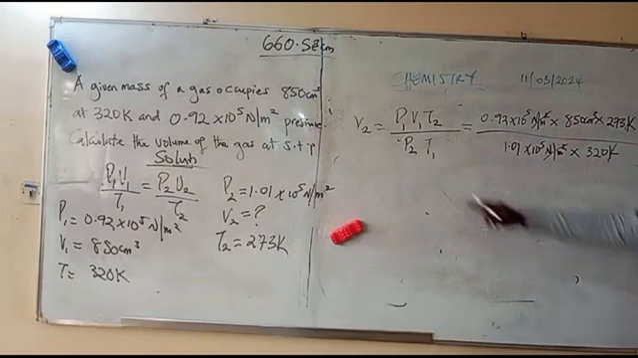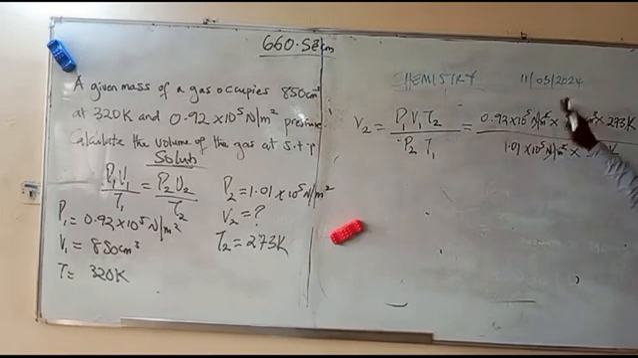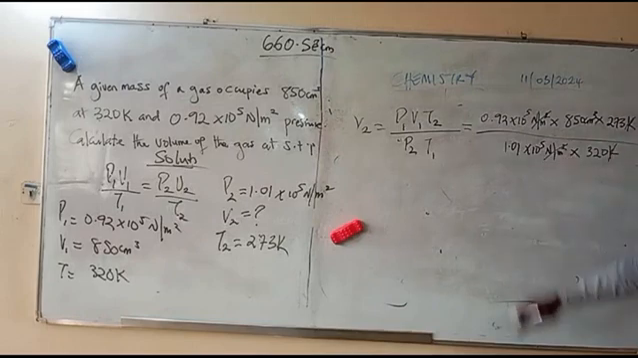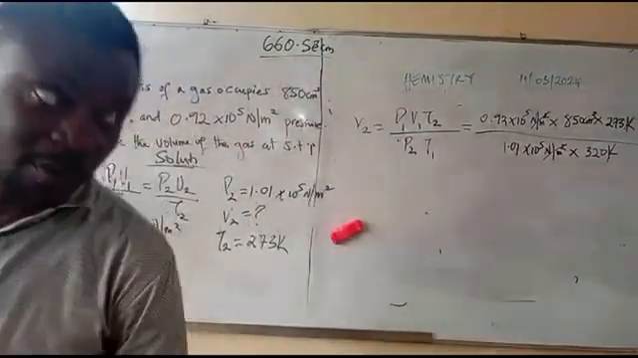So what you are looking for is volume. That's why we have our cm3 remaining. So just deal with numbers. Multiply 0.92 times 10 to the power 5 by 850 by 273, divided by 1.01 times 10 to the power 5 times 320, and get your answer. You get your answer in cm3. Fast.